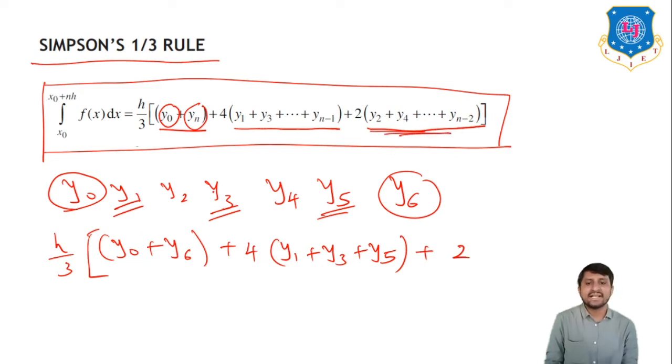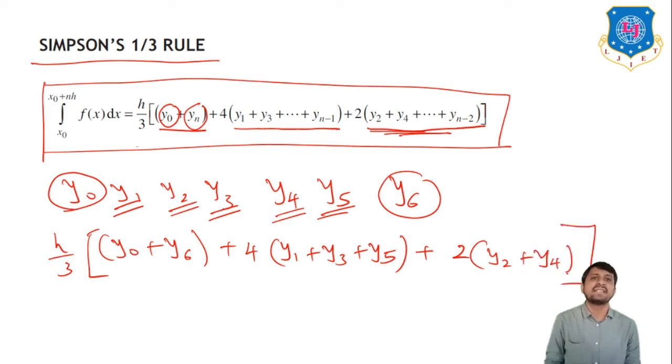What are the even entries? y2, y4 and y6, but y6 is already used in the first step. Y0 plus y6, so that's why you cannot use it here. Only y2 plus y4. Here you cannot use y6. So one entry occurs only one time.